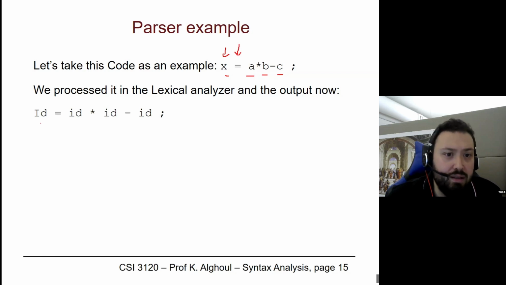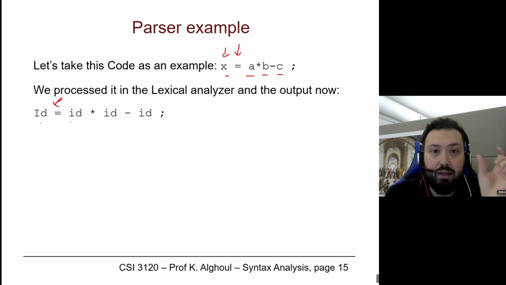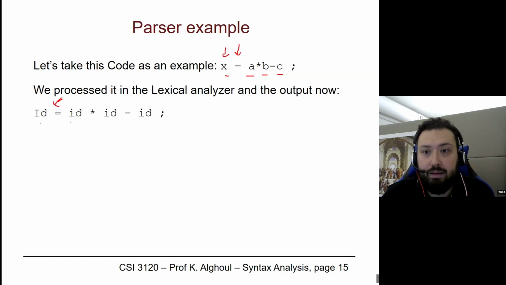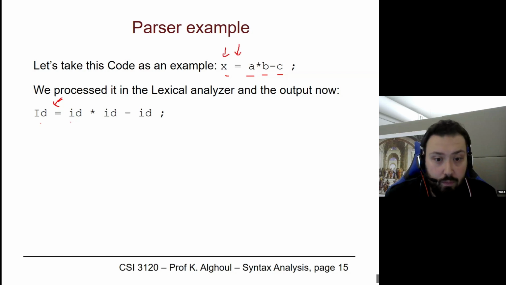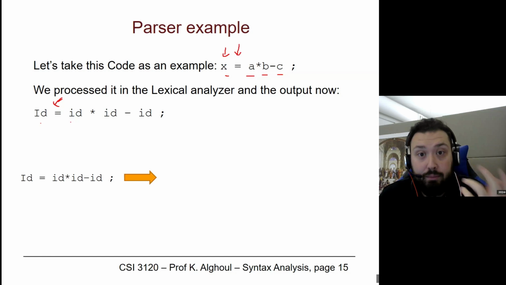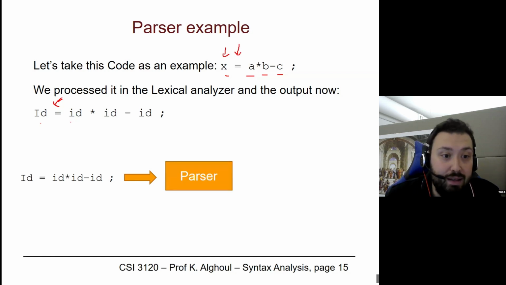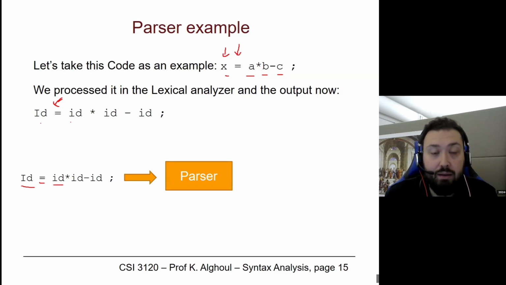This is an identifier, this is an identifier, and of course it's also going to change this equal sign to a more constant naming and so on. So this is going to be fed to the parser. Now, we said it's going to be fed one token at a time. It's not going to be fed like this. It's going to be fed token by token, and then the parser will go.